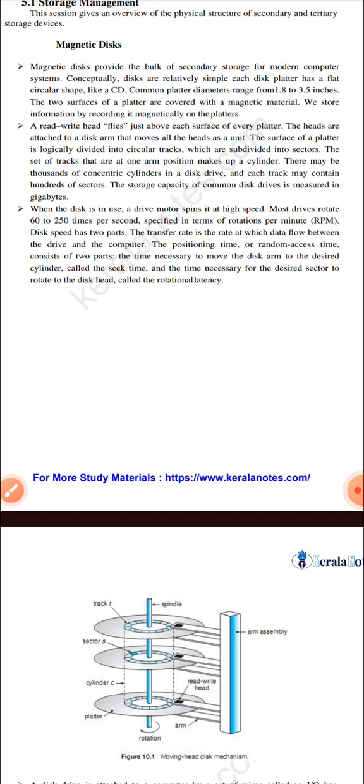Disk speed has two parts. The transfer rate is the rate at which the data flow between the drive and the computer.